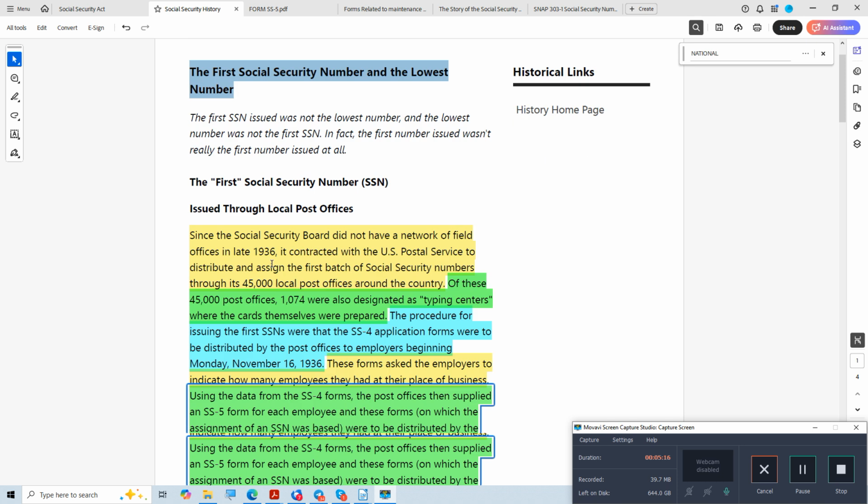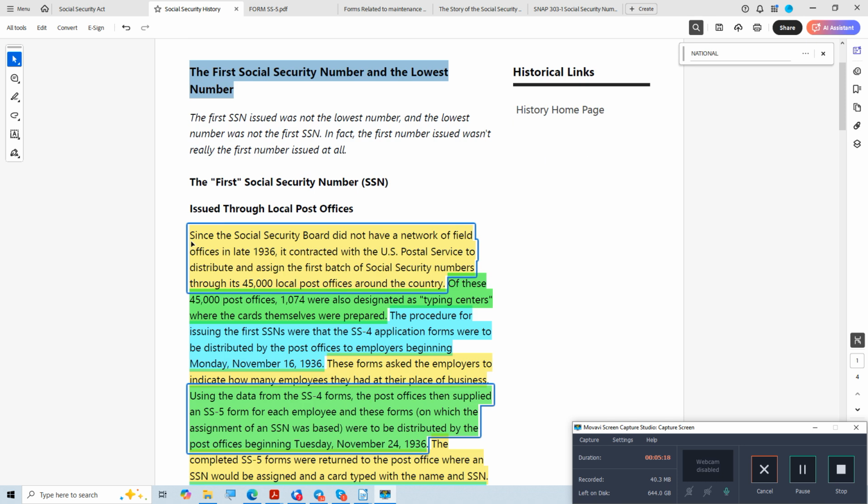Not that that's so important, but what they had to say was, since the Social Security Board did not have a network of field offices in late 1936, it contracted with the U.S. Postal Service to distribute and assign the first batch of Social Security numbers through its 45,000 local post offices around the country. Of these 45,000 post offices, 1,074 were designated as typing centers where the cards themselves were prepared.